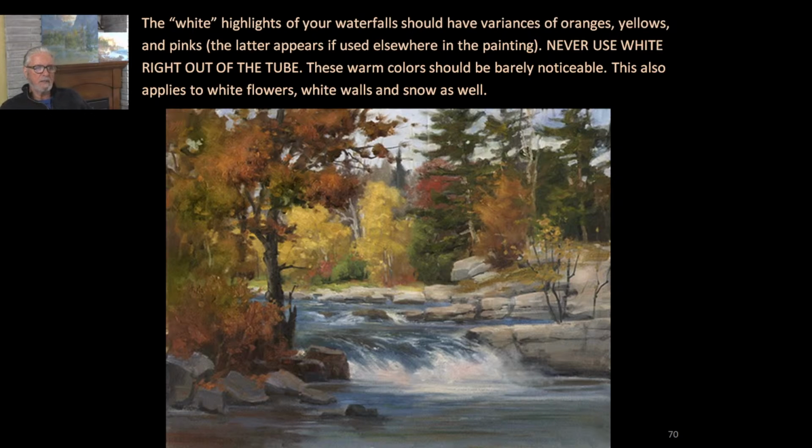Okay, this basically says the white part of the waterfall, which is this, should have oranges, yellows, or pinks, depending on your scheme here. So I got a red tree here. It should have pink in there. I got yellow tree over here. Yellow orange, it should have yellow orange in here. So you keep bouncing these colors around, even in the highlights.